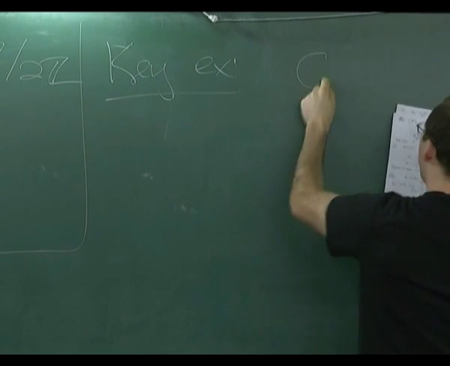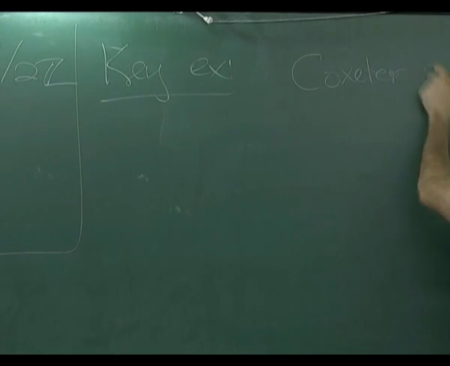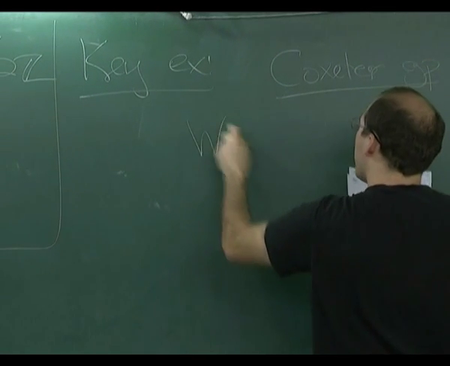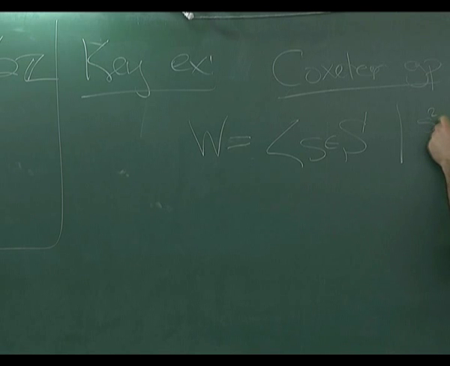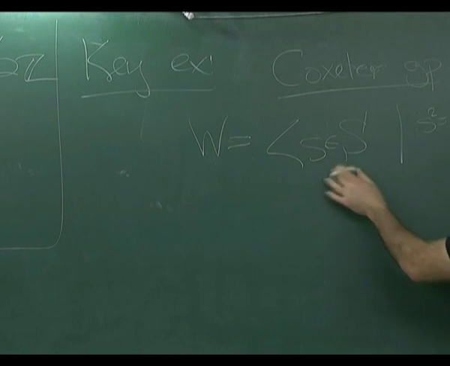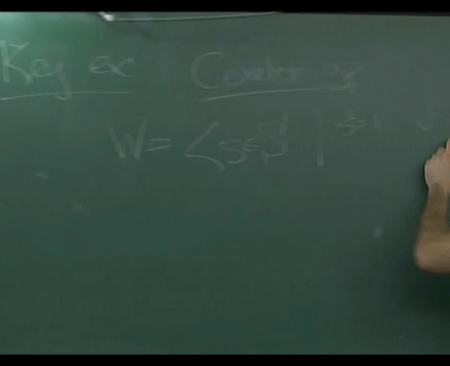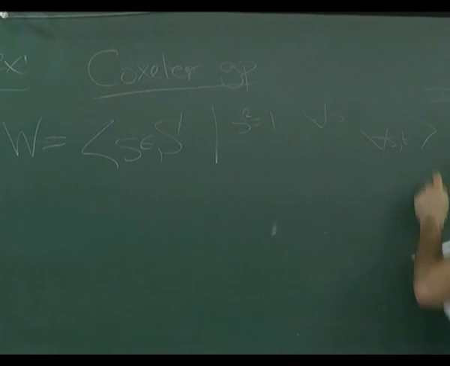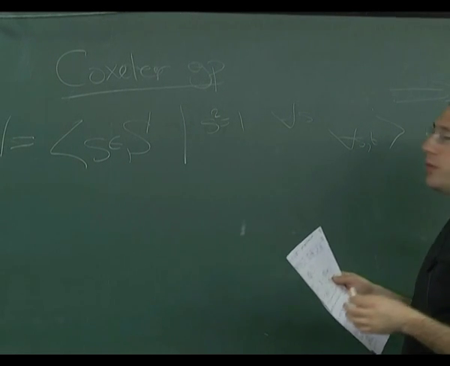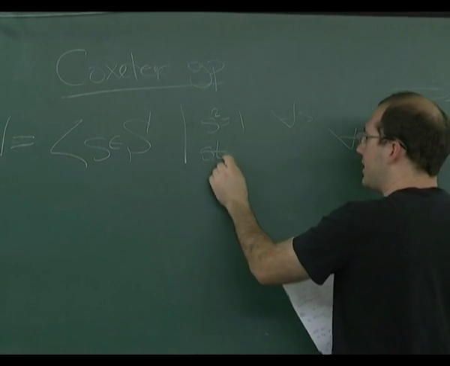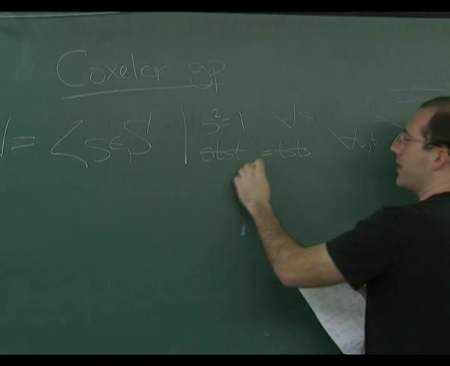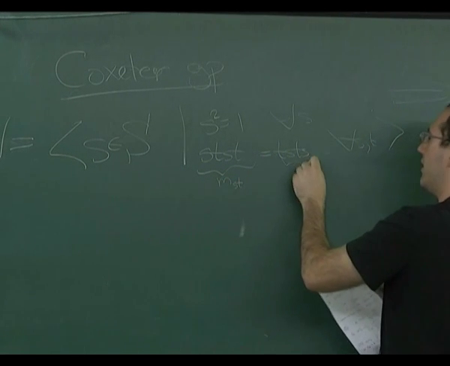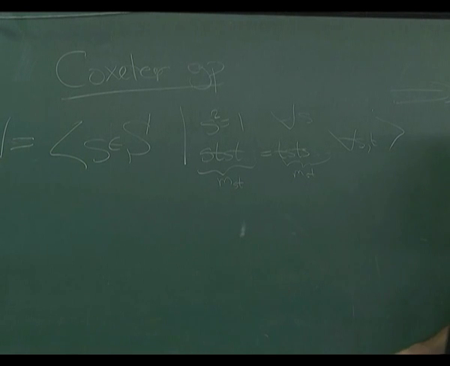So a Coxeter group is a group W generated by a set of involutions, so s squared is 1, and such that for all pairs of elements s and t, there's some sort of braid relation between them. How this looks is that s t, dot dot dot, this alternating sequence of some length m_st, is equal to the sequence of the same length starting with the other letter. So we see that s t s t dot dot dot is equal to t s t s dot dot dot.